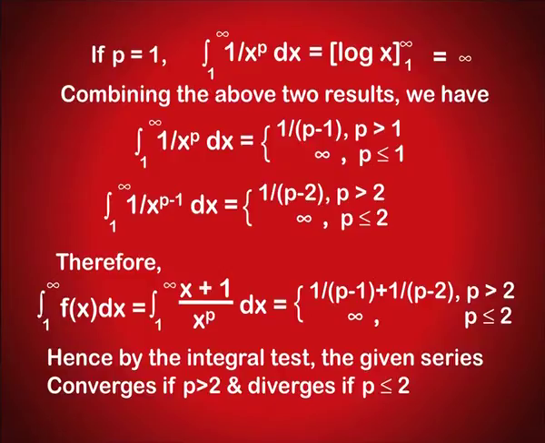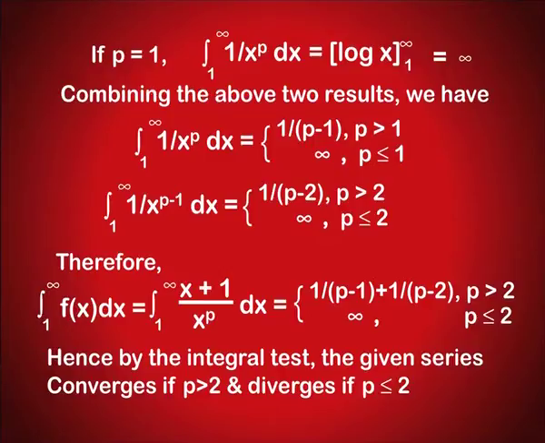Combining the above two results, we have integral 1 to infinity 1 upon x to the power p dx is equal to 1 upon p minus 1 for p greater than 1 and infinity for p less than or equal to 1. Also, integral from 1 to infinity 1 upon x to the power p minus 1 dx becomes 1 upon p minus 2 for p greater than 2 and infinity for p less than or equal to 2.